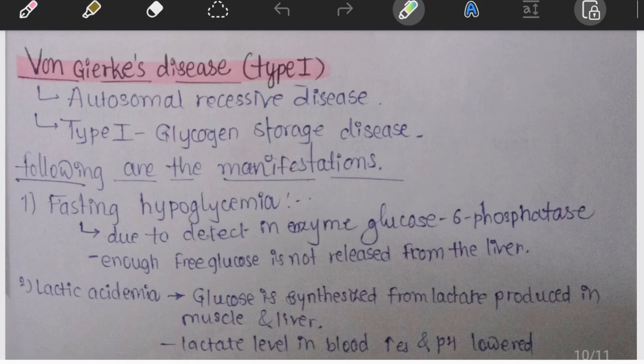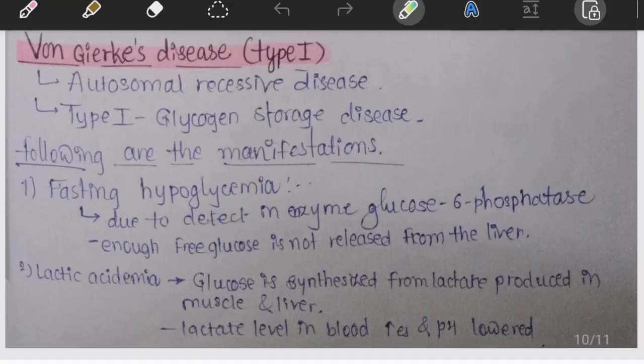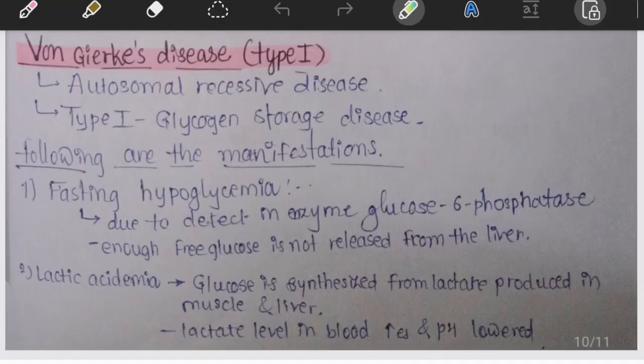Now let's study the most important glycogen storage disease for MBBS. This is glycogen storage disease type 1. It is inherited as an autosomal recessive disorder. The defective enzyme is glucose 6 phosphatase. Glucose 6 phosphatase is deficient here.